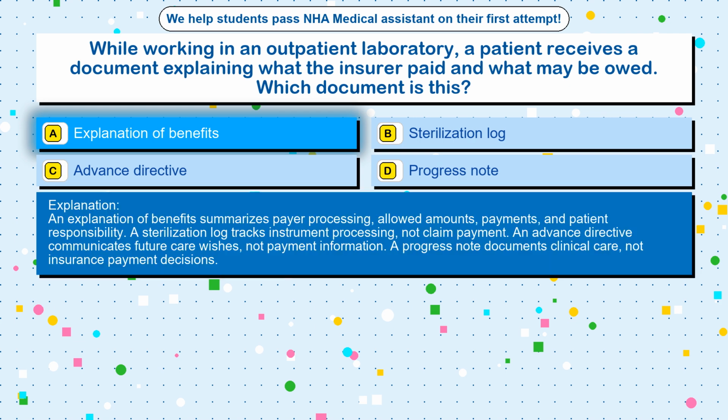An explanation of benefits summarizes payer processing, allowed amounts, payments, and patient responsibility. A sterilization log tracks instrument processing, not claim payment. An advance directive communicates future care wishes, not payment information. A progress note documents clinical care, not insurance payment decisions.